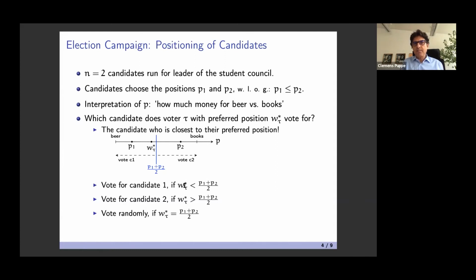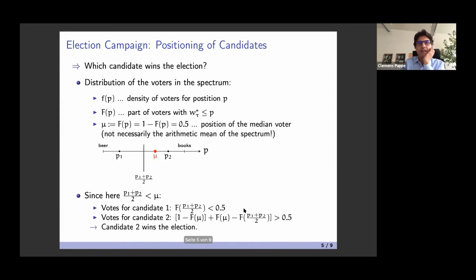That's written here. So if my preferred position is smaller than the midpoint, I will vote for candidate 1. If it is larger than the midpoint, I will vote for candidate 2. And if I'm exactly in the middle, then I will just randomly vote with probability 1/2 for candidate 1, with probability 1/2 for candidate 2.